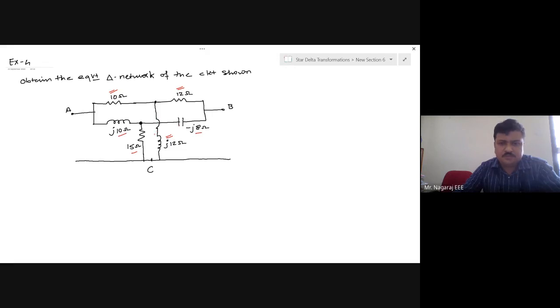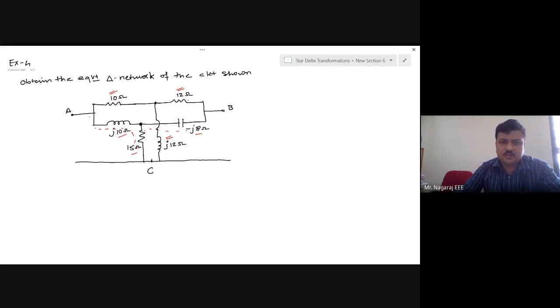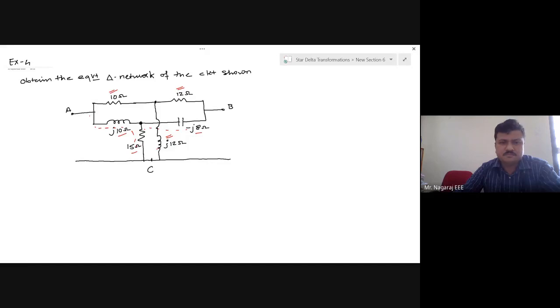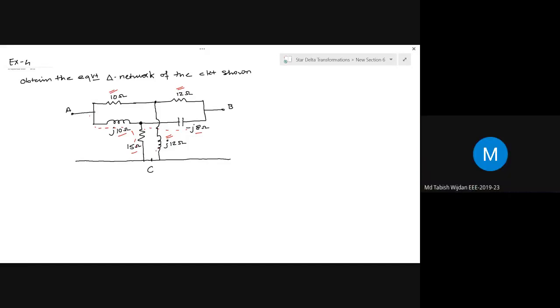There is a jump. So there is no connection between the upper branch and the lower branch with this J12 ohms. Can you visualize? J10 ohms, 15 ohms and minus J8 ohms are forming one star network. Then 10 ohms, 12 ohms and J12 ohms are forming another star network. Right? Can you visualize this? Yes, sir.